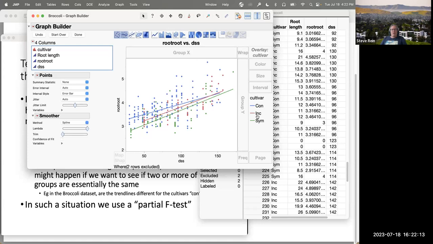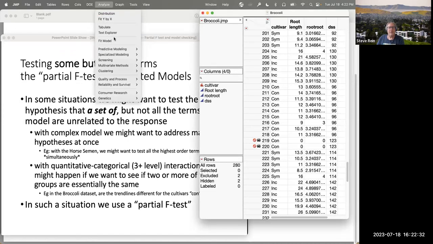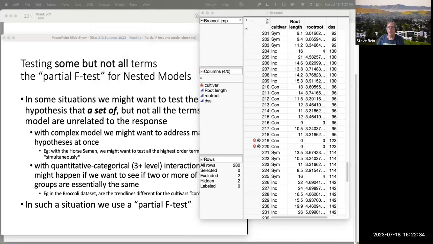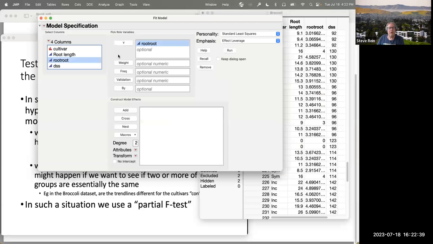And maybe eventually we have the con and inc having really similar trend lines, and maybe it's a little bit different than the sim variety. So we've got groups, and as we talked about recently, you might want to fit a model that takes that grouping information into account. So under Analyze, Fit Model, I'm going to say the square root of the root length depends on the days since seeding. And I'm just going to go with cultivar.